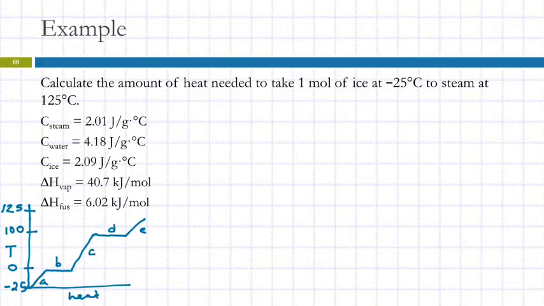So for A, I have ice warming up. I have a temperature change, so I've got Q equals mc delta T. So I need the mass. Well, I was told this is 1 mole of water. So you'd use the molar mass, and that would be 18.02 grams.